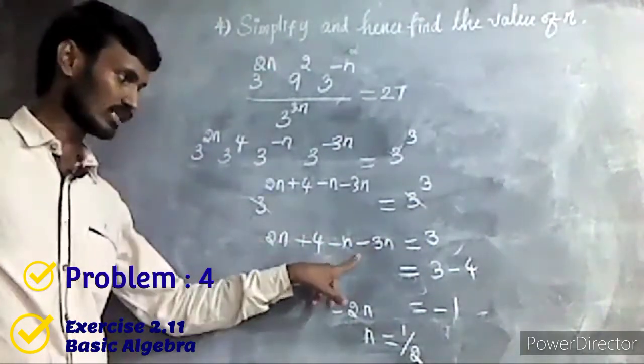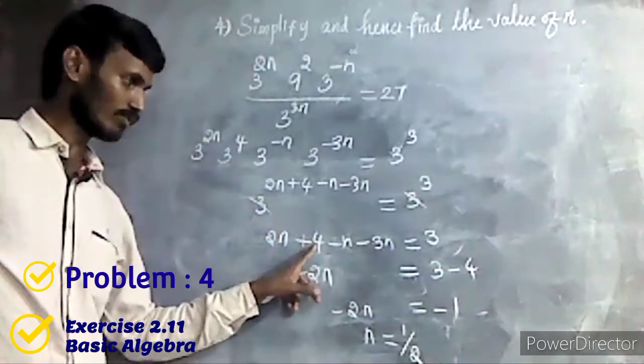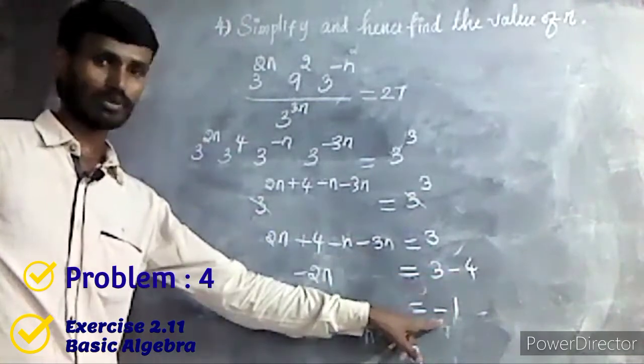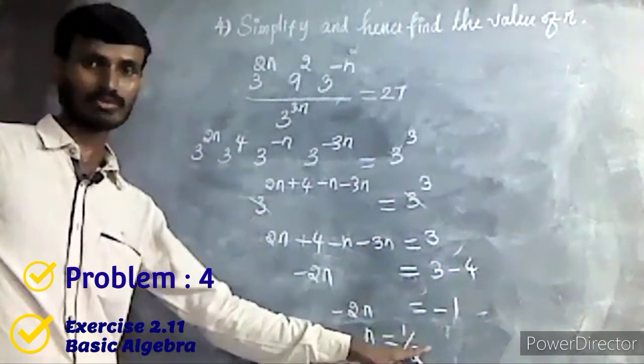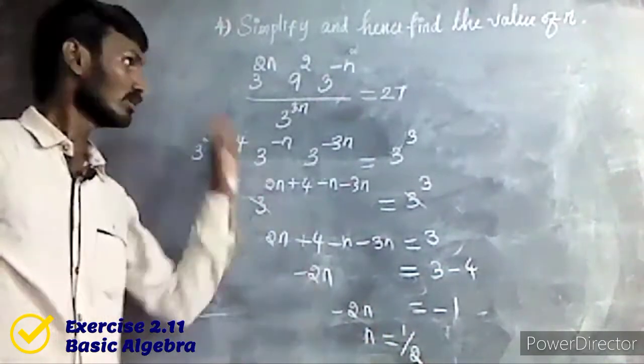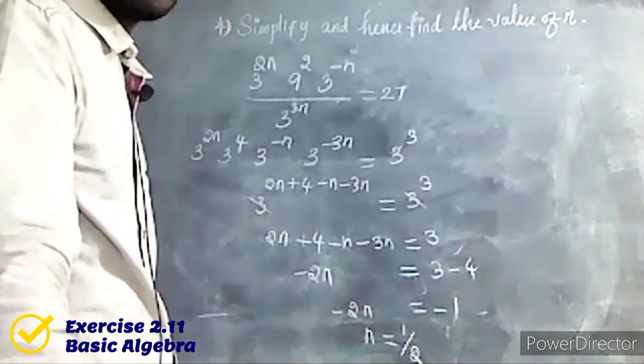So minus 4n plus 2n means answer minus 2n. Then this 4 will be written on the right side as minus 4. 3 minus 4 answer minus 1. Minus 2n equal to minus 1, therefore n equal to minus 1 by minus 2, answer 1 by 2. This is the answer for the simplification. Next problem number 5.